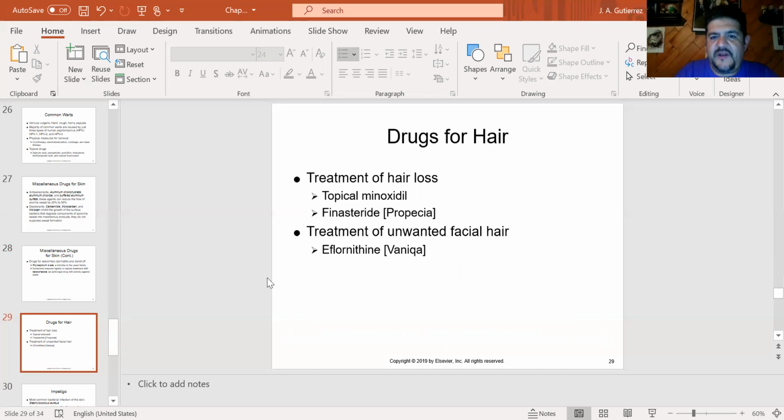The other one is minoxidil. That's Rogaine, the brand name. I can't remember the brand name right now. I don't need it. So topical minoxidil is used for hair loss.